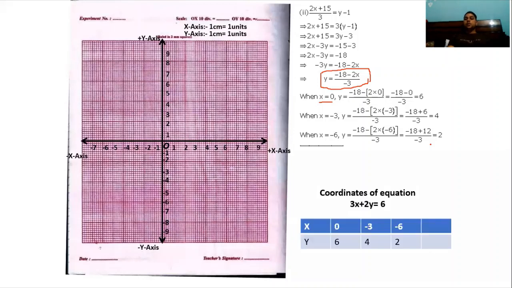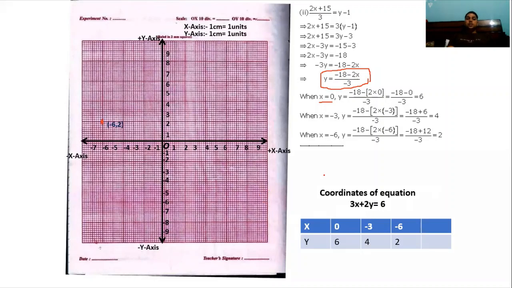So again, same procedure, we'll draw a table for x and y. The corresponding coordinates of this particular equation are x and y. When x is 0, corresponding to that value of x, we have y = 6. When x = -3, the value of y is 4. When x = -6, the value of y is 2. Now again we'll plot these points on the graph paper.